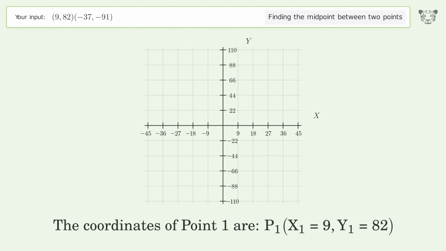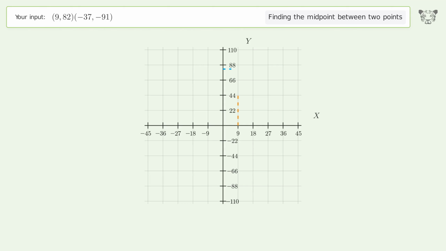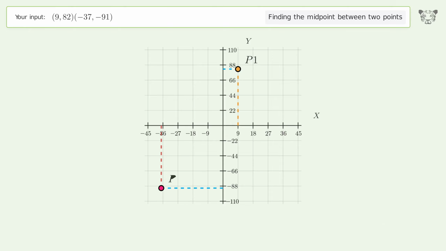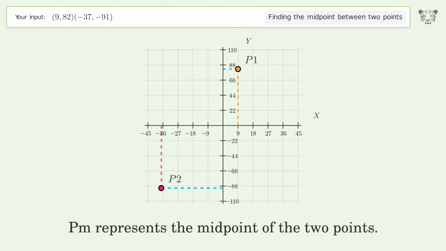The coordinates of point 1 are x1 equals 9, y1 equals 82. The coordinates of point 2 are x2 equals -37, y2 equals -91. PM represents the midpoint of the 2 points.